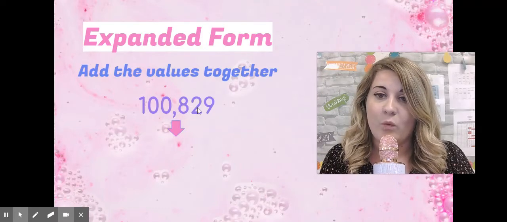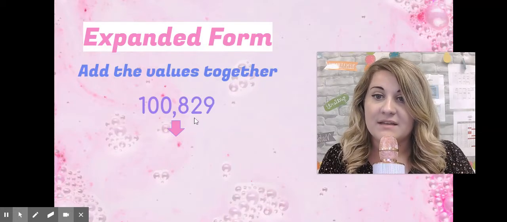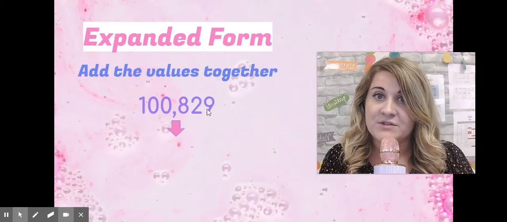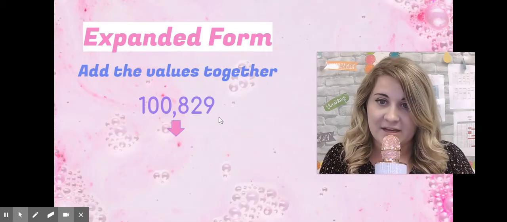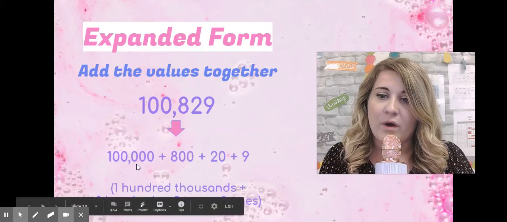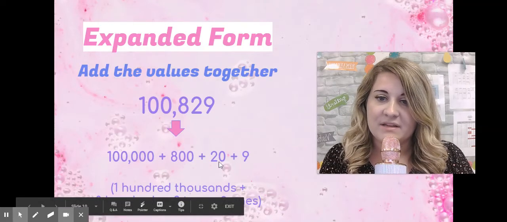So it's got to get 1, 2 zeros plus 800. Then we're going to do plus 2, and the 9 is going to change to a 0. So plus 20, and then plus 9. So it's going to look like this: 100,000 plus 800 plus 20 plus 9.